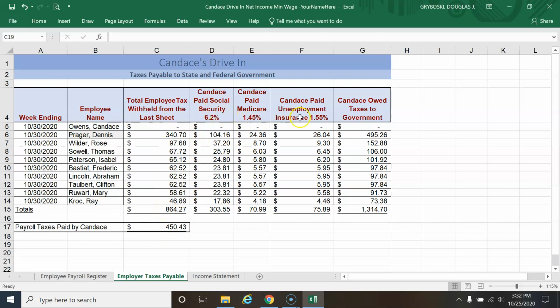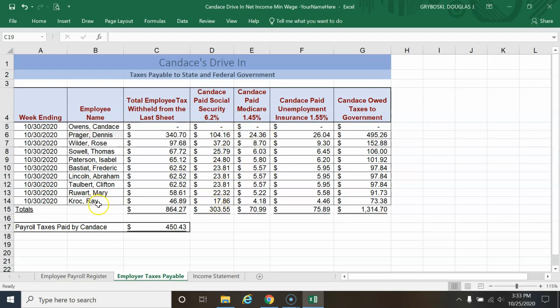And then Candace has to pay payroll taxes. That's what these are, these three categories. These are all considered payroll taxes. And that's just one additional cost when you hire an employee. Most workers don't see that or don't know this because it's behind the scenes. The employee has to pay it on their behalf.